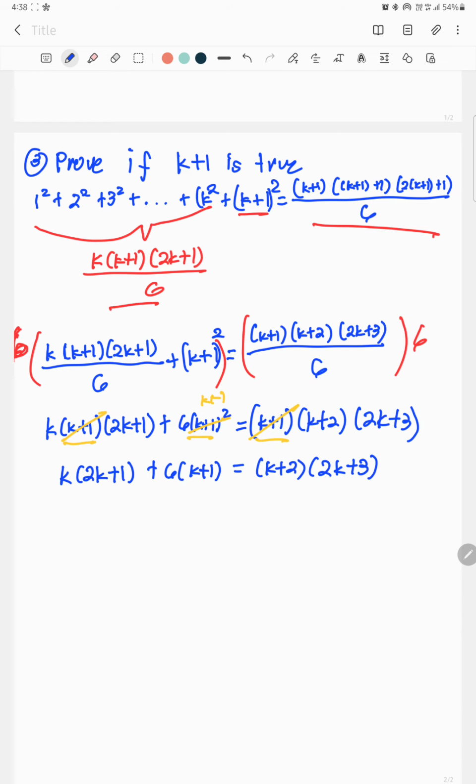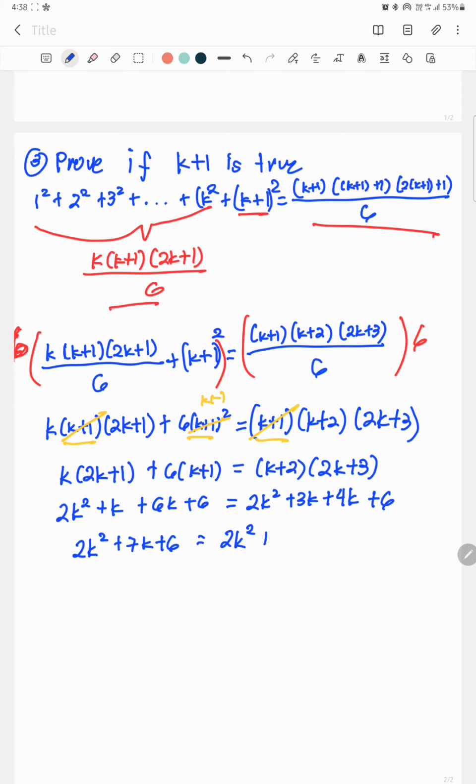Now, I think we can simplify this one. So k times 2k will be 2k squared plus k. Then we have 6k plus 6, is equal to k plus 2, k times 2k, that will be 2k squared. K times 3 will be 3k. So you can see the process. 2 times 2k will be 4k. And then 2 times 3 will be 6. Now, as you can see, when we simplify that, we have 2k squared plus 7k plus 6 is equal to 2k squared plus 7k plus 6.